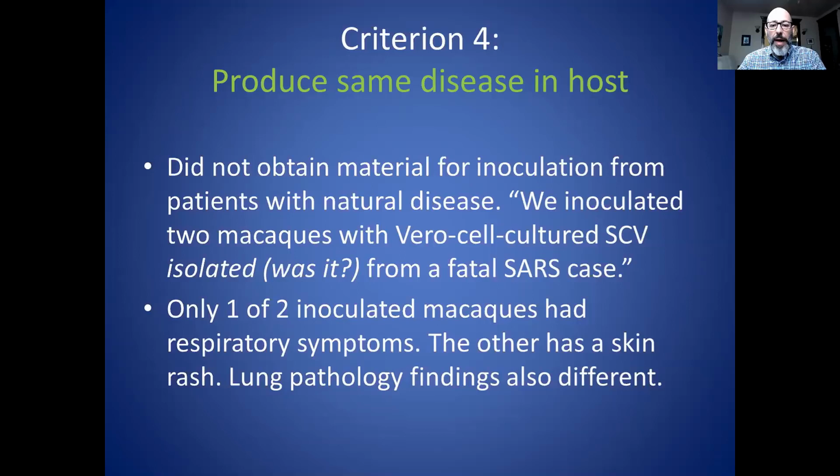However, out of those 2 macaques, and they only did this with 2, only one of them had respiratory symptoms. So in other words, even if you say that they really did inoculate them with something they isolated from a sick person, they didn't cause the same disease in both of the hosts, only in one of them. And the other one had a skin rash. And even when they examined their lungs at autopsy, because of course they killed these animals right after the experiment, they found different findings. One had extensive lung pathology and the other one did not.